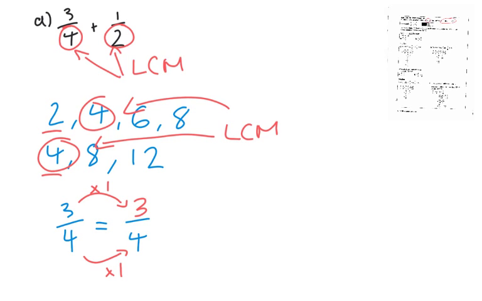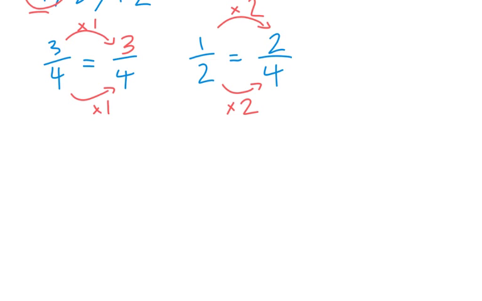We're going to do the exact same thing for 1 over 2. The new fraction is going to have a denominator of 4. You're going to have to ask yourself, how do I get from 2 to 4? You multiply 2 by 2 to get 4. What you do to the bottom, you have to do to the top. So you're also going to multiply the numerator by 2. And 1 times 2 is 2. We're going to rewrite our question using the equivalent fractions we just determined. We're going to use 3 over 4 and 2 over 4.